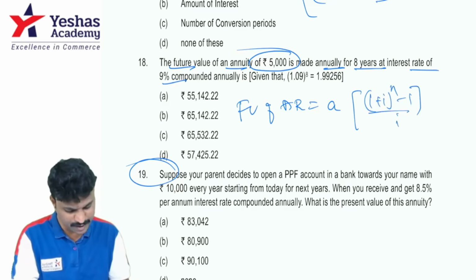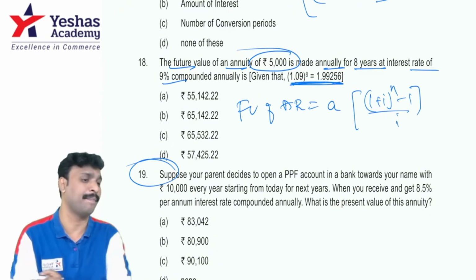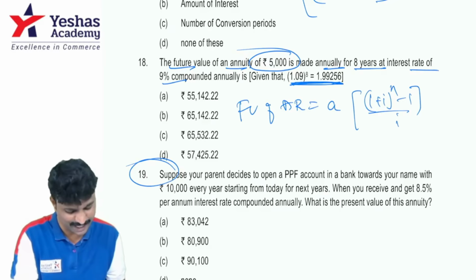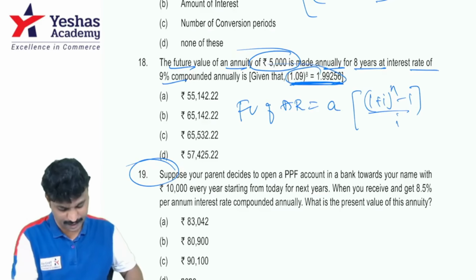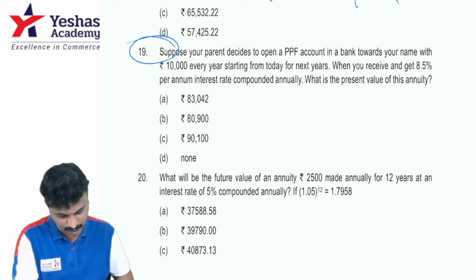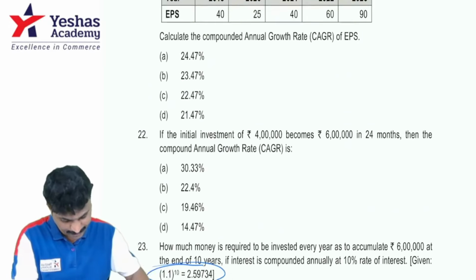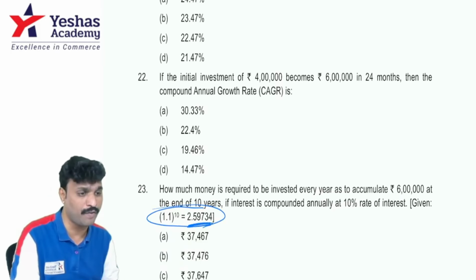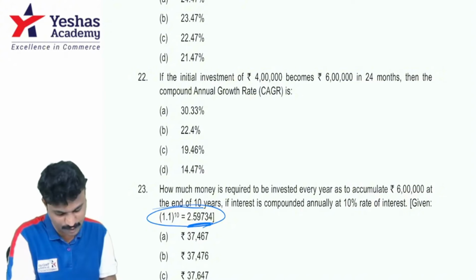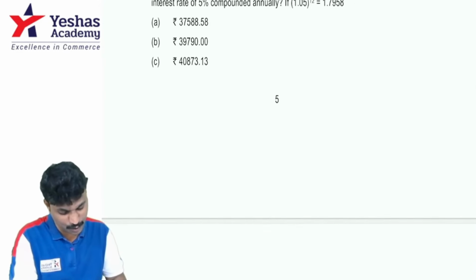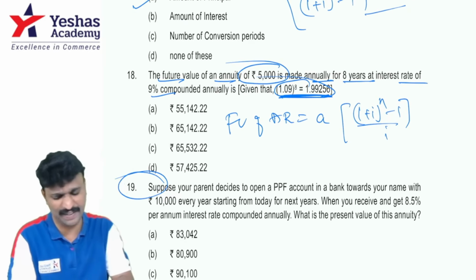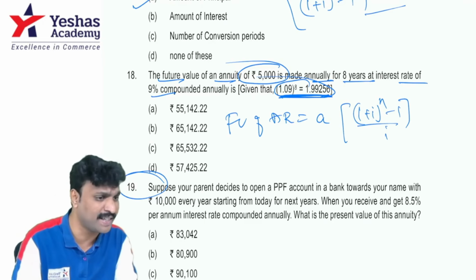Guys, I don't suggest you to depend upon this value, because sometimes it may be wrong also. Confirm that, guys. It will not take much time. In one of the papers they have given wrongly, actually one of the questions, sorry, in the same paper, 1.1 whole power 10 is not 2.59734, it is 2.59374 actually, which is wrong. So why I suggest you to actually find out the value of 1 plus I whole power 8. It is easy only, guys. You need not write anything on the paper.